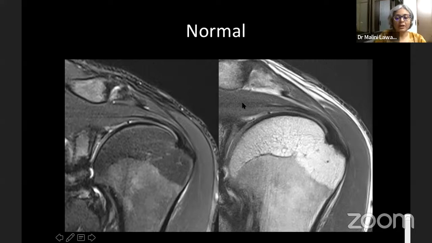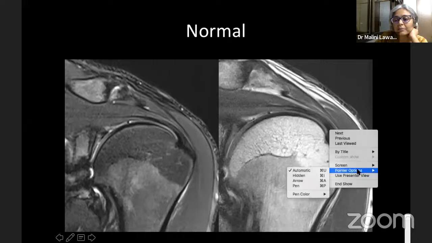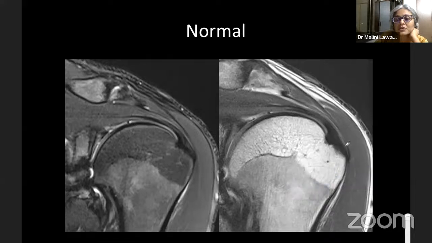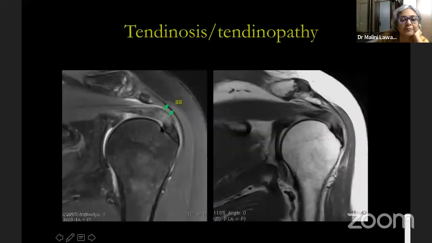So this is the normal appearance of, to see if I can get a pointer. Okay. Yeah. So this here is the footprint. This here is the critical zone. And this here is the myotendinous junction. We need to look for all of these areas carefully. See how the footprint is wide on the greater tuberosity.